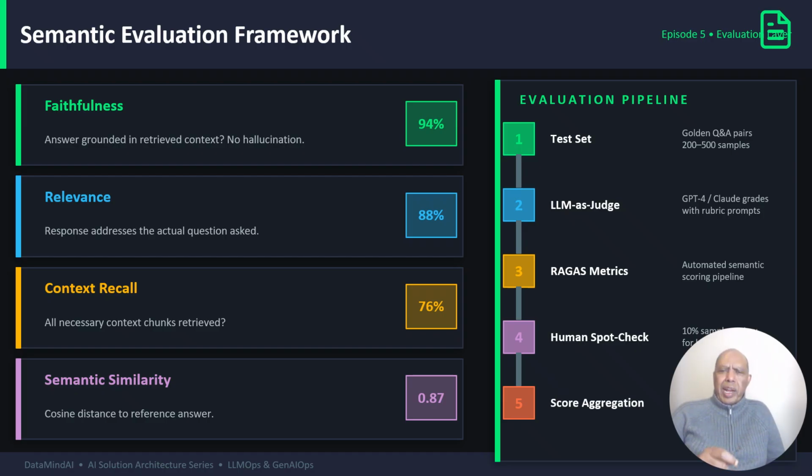The pipeline: never rely on a single evaluator. We use LLM-as-Judge, GPT-4 and Claude grading with a rubric, RAGAS automated metrics, and 10% human spot checks. The composite quality score threshold is 0.80. Below that, the deployment is blocked. The cost reality is that running full eval on every deployment costs roughly $200 to $400 per run for a mid-sized system. So budget for it.